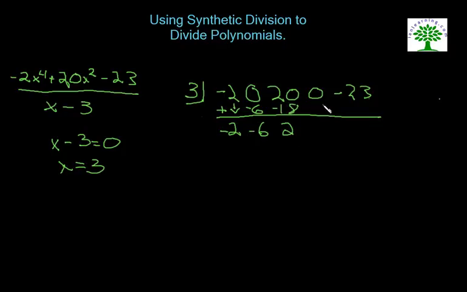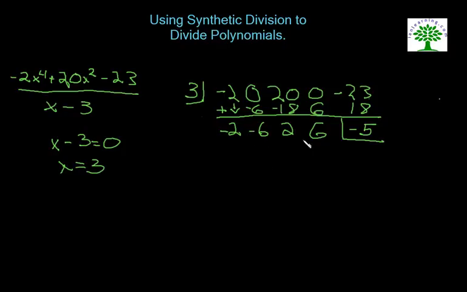2 times 3 is 6. 0 plus 6 is 6. 6 times 3 is 18. -23 plus 18 is -5. And what I like to do is put this last term in a box too, because this is going to be our remainder. If this was 0, we'd have no remainder. If it's a -5, that's going to be the remainder.